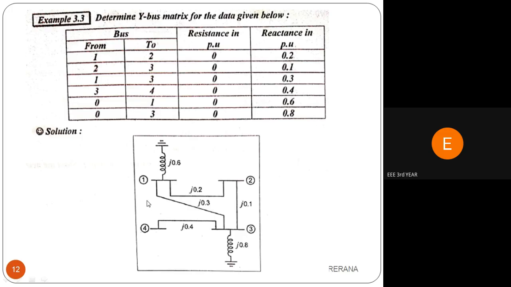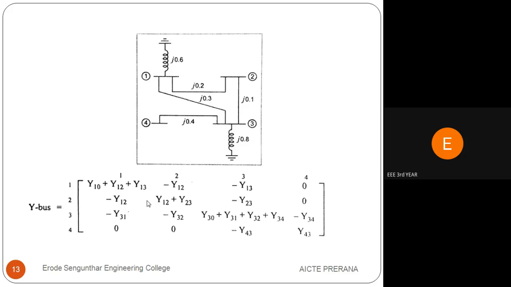Once the problem is given in table form, you have to draw the equivalent network. Otherwise, it is very difficult to solve the problem. Anyway, you can solve it, but drawing makes it easy. So simply draw the equivalent network. After drawing it, we have to form the matrix.